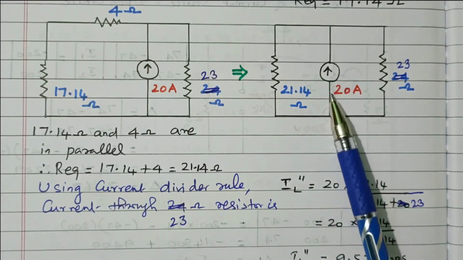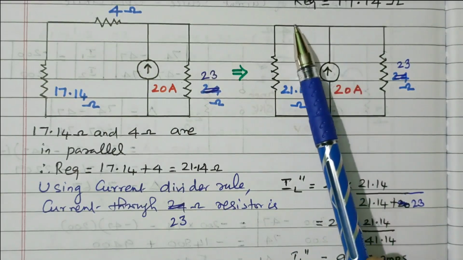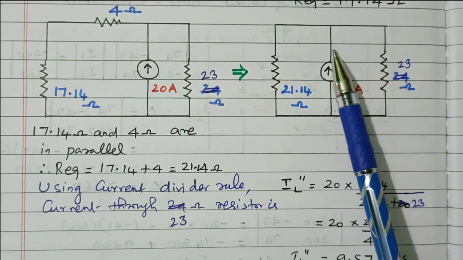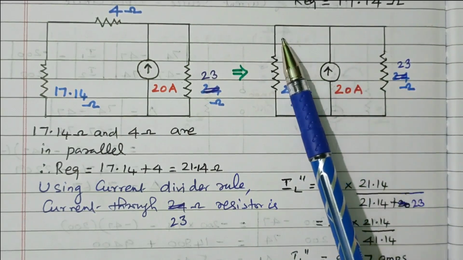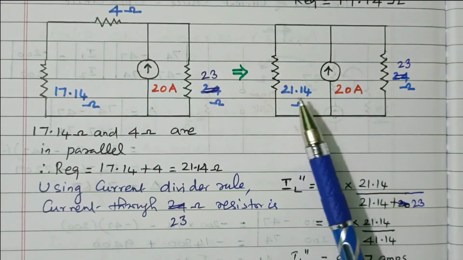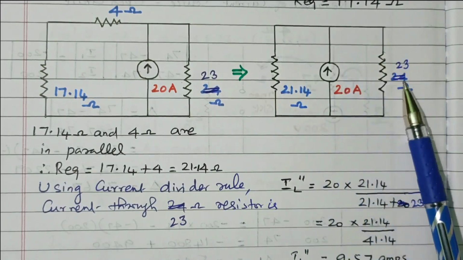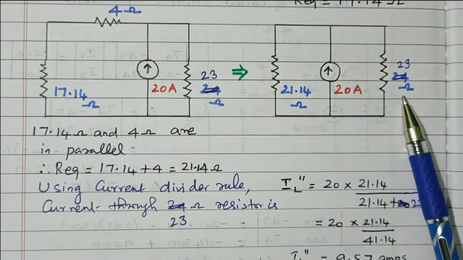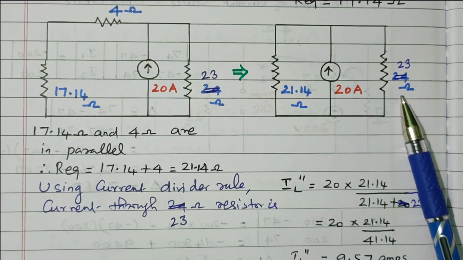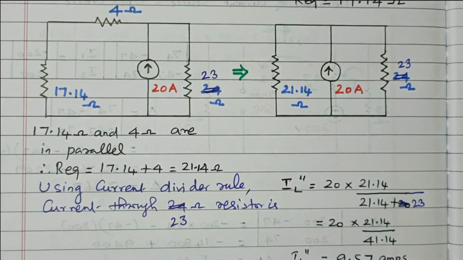Here 20 ampere is available. So at this place what will happen? The current will be divided. The current will be divided. Some of the current will flow through 21.14 ohm. Some of the current will flow through 23 ohm resistor. Right? Now we can use the current divider rule. We can use the current divider rule here. Right? So using the current divider rule, current flowing through the 23 ohm resistor.